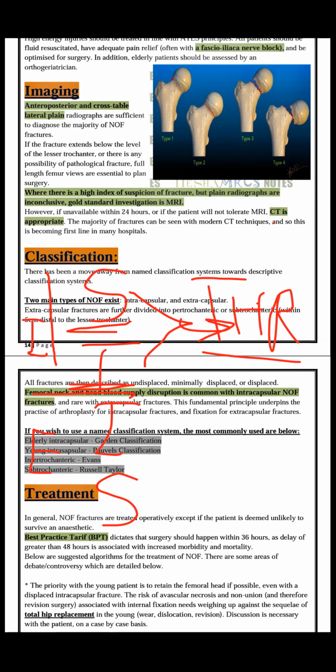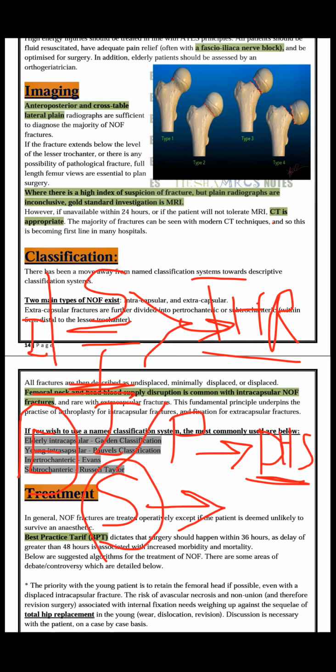But what about the extracapsular fracture? If you have intertrochanteric or hypertrochanteric, you will go for dynamic hip screw. But what about subtrochanteric? I will go for intramedullary nail. So keep this: subcapital and transcervical, total hip replacement. Intertrochanteric and hypertrochanteric, dynamic hip screw. Subtrochanteric, intramedullary nail.